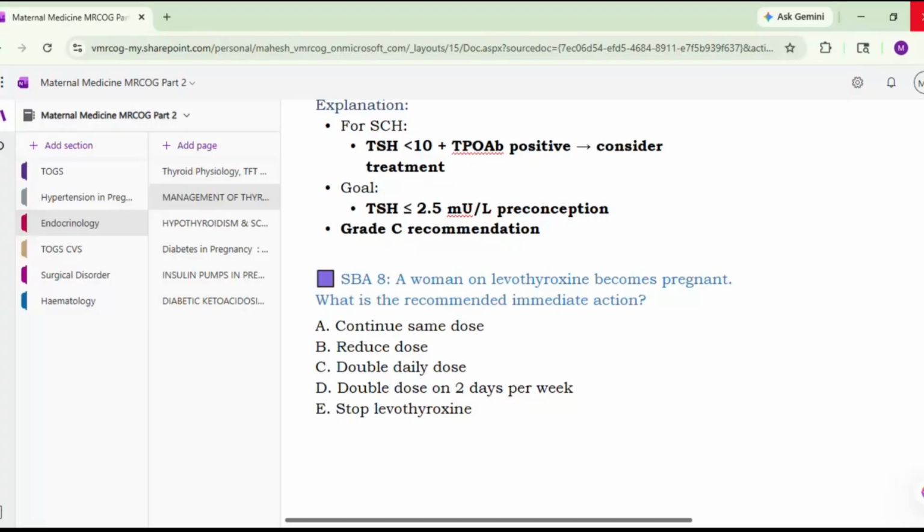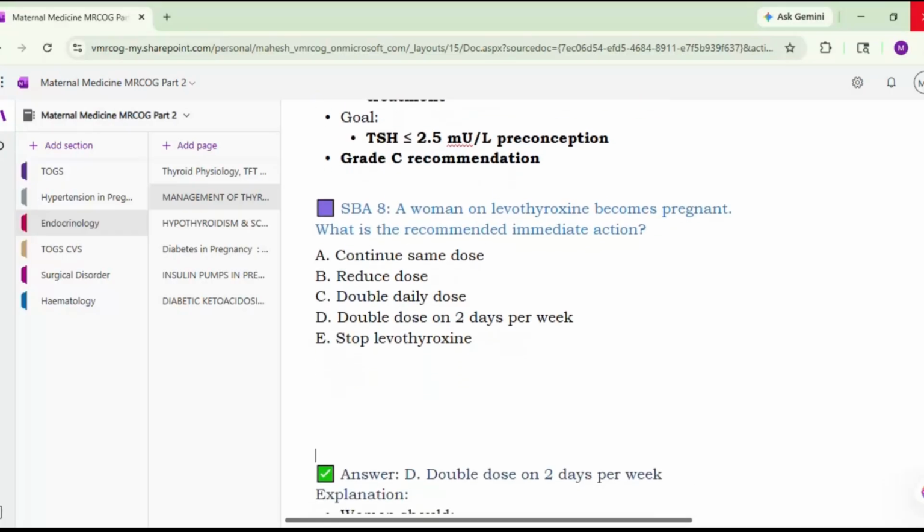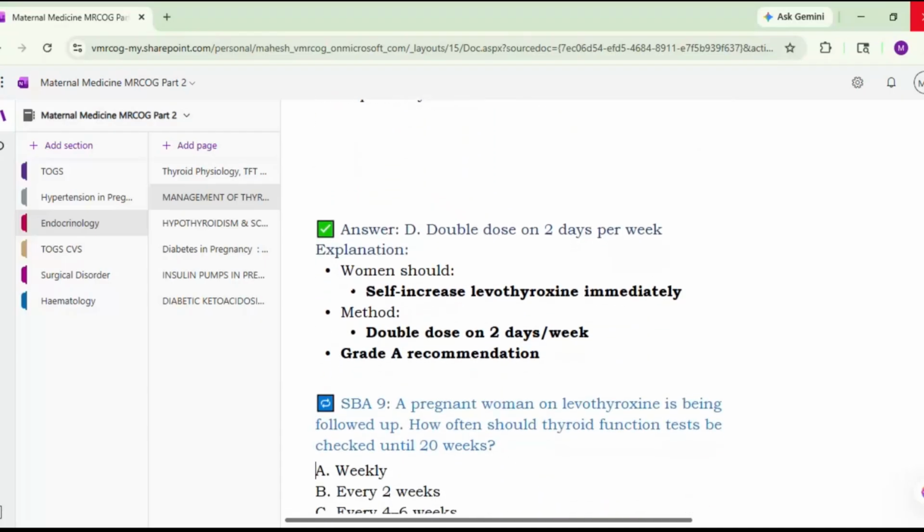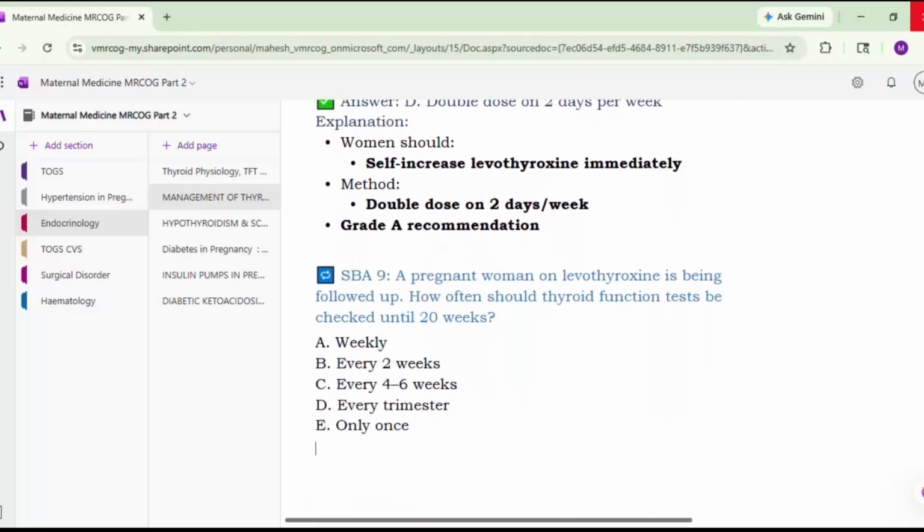What is the recommended immediate action? Continue same dose, reduce the dose, double daily dose, double dose on 2 days per week. Stop levothyroxine. It is D, double the dose on 2 days per week. Correct. Okay. So self increase in the LT4 dose immediately, double dose on 2 days per week.